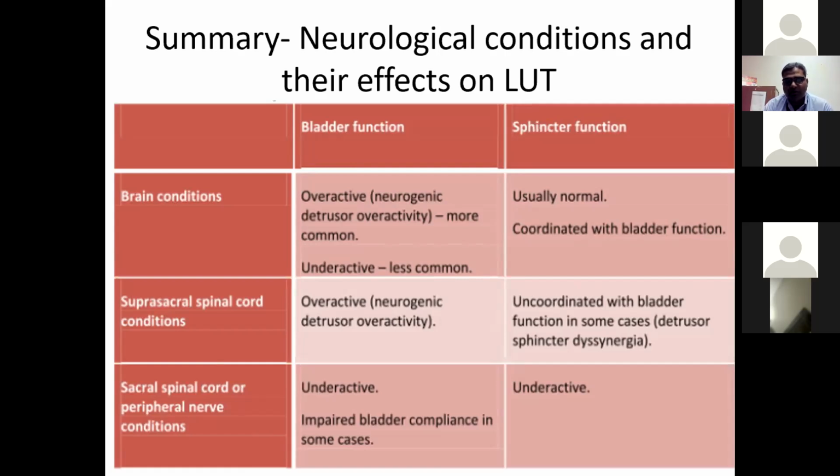The bladder becomes overactive. There is neurogenic detrusor overactivity, and it is less common to have an underactive bladder. What happens to sphincter? Sphincter function is usually normal, and the bladder and bowel activities are coordinated.